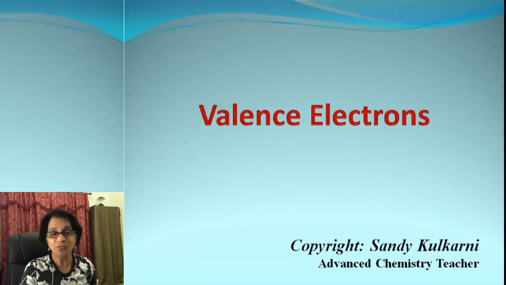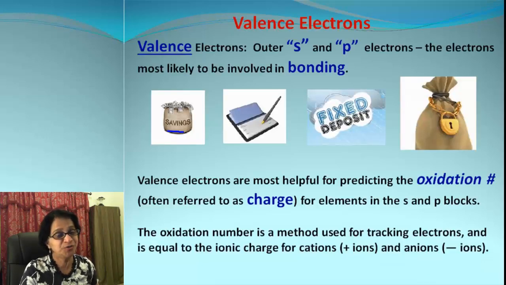In this video, we will talk about valence electrons. So what are those? How do we identify valence electrons and how are they helpful in chemical bonds? Now if you remember, in electron configuration, we learned that there are different sublevels for every orbital, and they are called S, P, D and F.